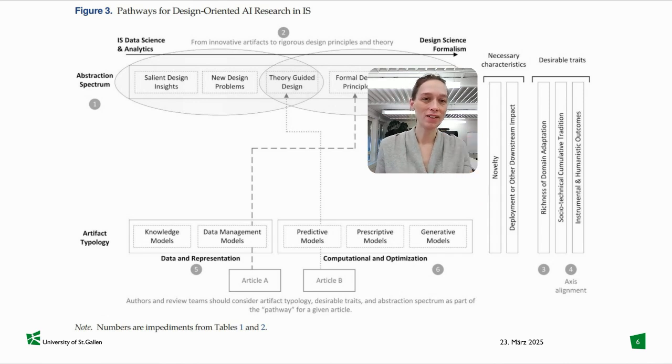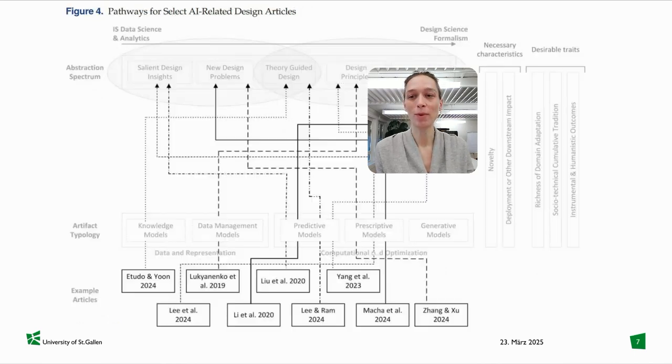And there are other desirable traits. So richness of design adaptation, it means that it can be very good, well adapted to a specific domain, that it contributes to this social technical cumulative tradition of knowledge, and that it has some instrumental humanistic outcomes. So it has to be important for people, to help people develop further and solve problems.